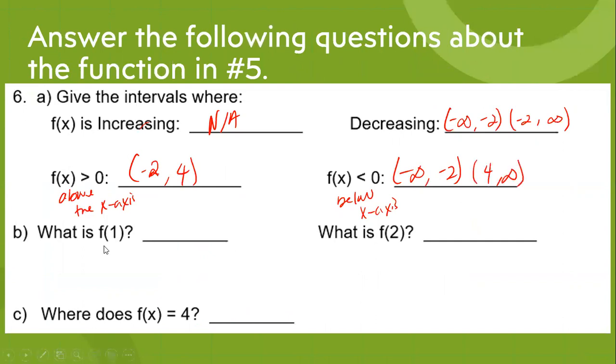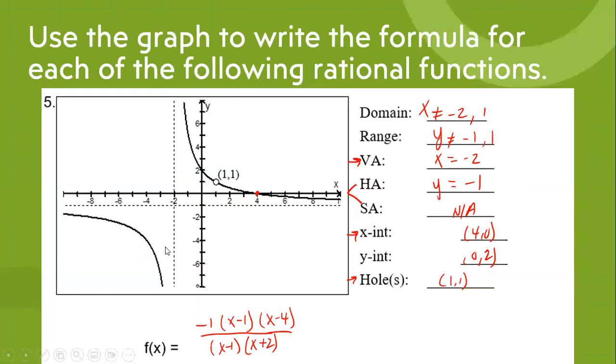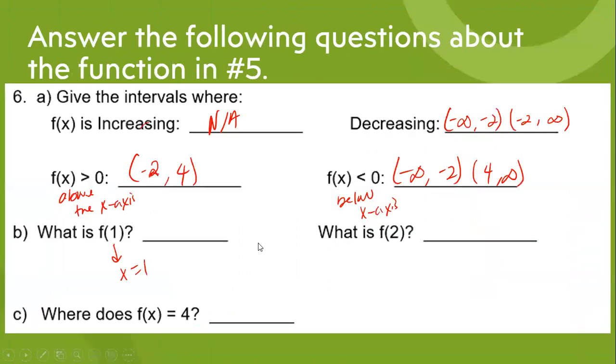Next it asked to evaluate. What is f of 1? So this is saying when x equals 1, what do I get? So if we look at our graph, when we go to x equals 1, what do we have? What's this? A hole. So does it equal anything? No, it is undefined there. And why is it undefined? Because there is a hole in my graph.